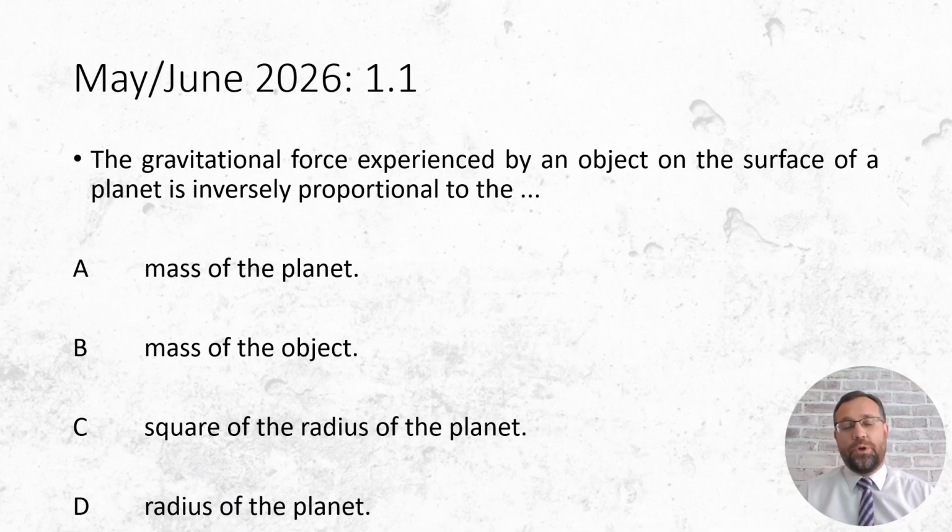Let's start with question 1.1. The gravitational force experienced by an object on the surface of a planet is inversely proportional to the... The correct answer is C, the square of the radius of the planet.